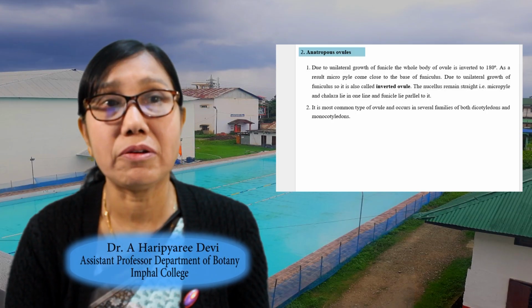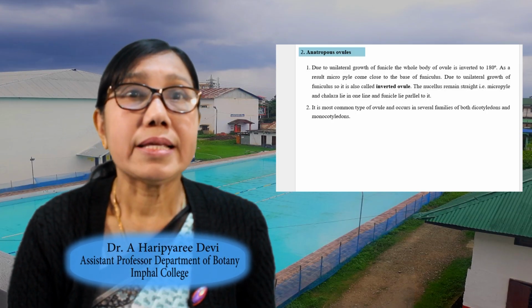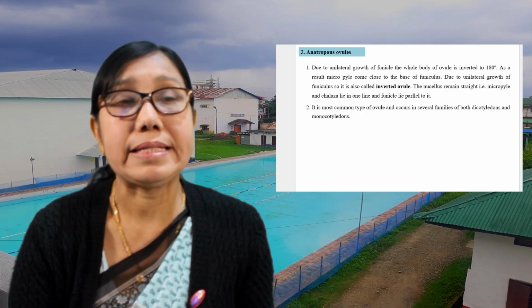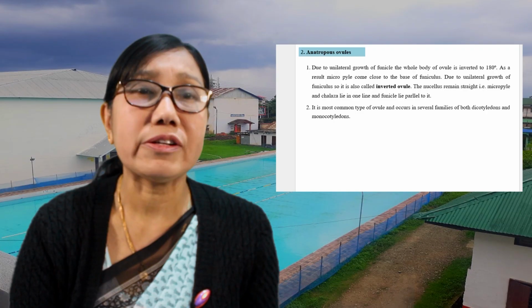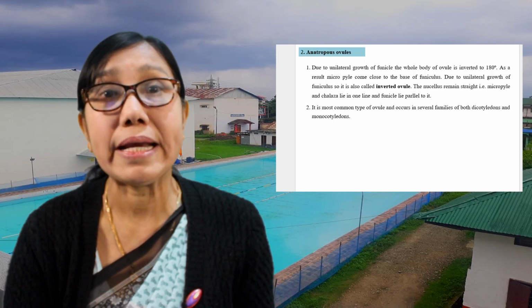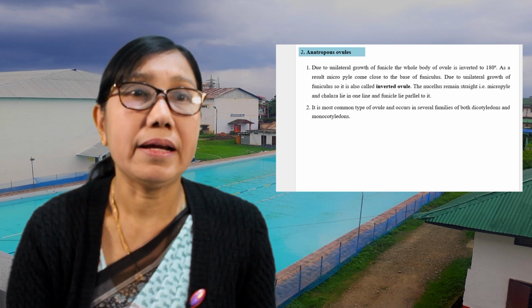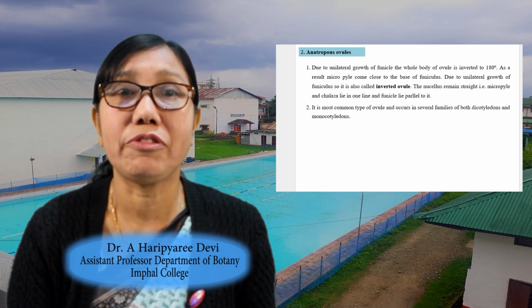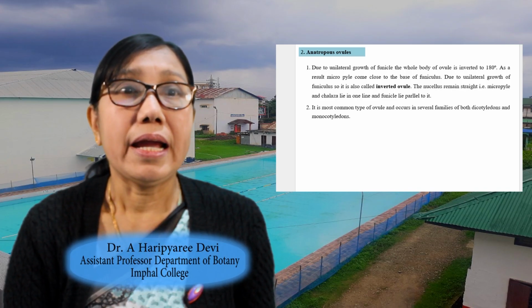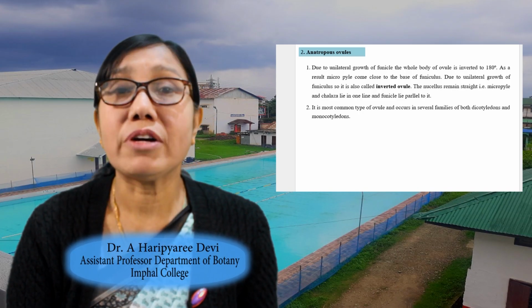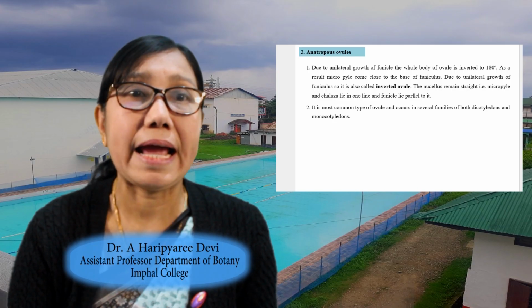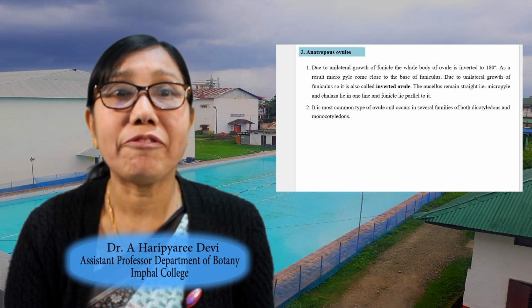What is the anatropous ovule now? How are the micropyle, chalaza and the funicle arranged in this type? Let's discuss. Due to unilateral growth of the funicle, the whole body of the ovule is inverted by 180 degrees. As a result, the micropyle comes close to the base of the funiculus. Due to unilateral growth of the funiculus, it is also called the inverted ovule. The nucellus remains straight, the micropyle and chalaza lie in one line, and the funicle lies parallel to it.